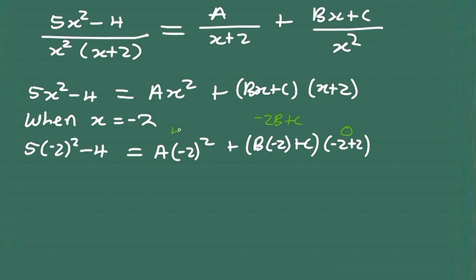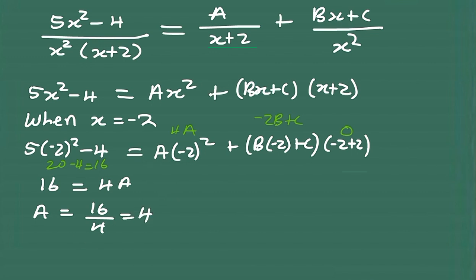So here is going to give us 4a, and here we are going to have 5 times 4, because this was going to be positive 4, this will be 20 minus 4, which is going to give us 16. So what we are left with in this expression is 16 equals 4a, and solving for a is going to be 16 divided by 4, which is equal to 4. So that is the value of a.